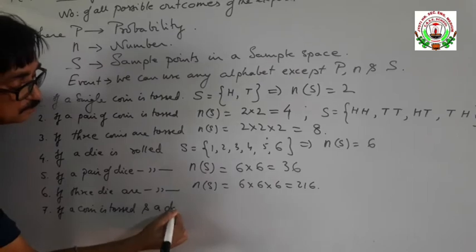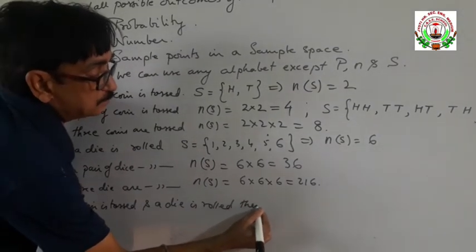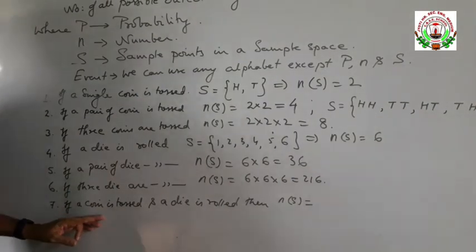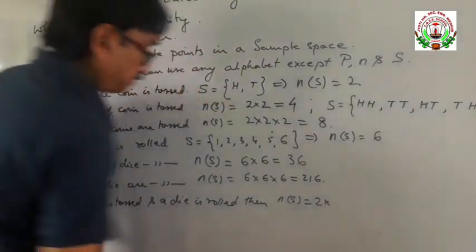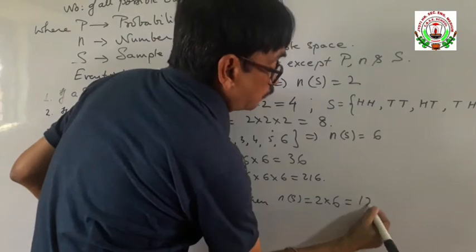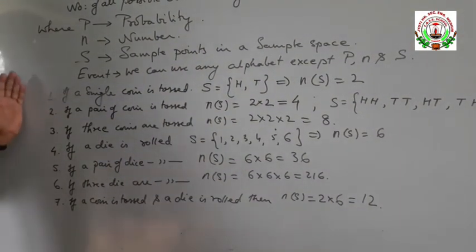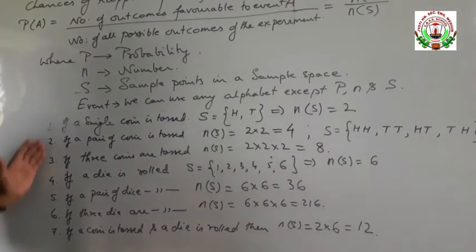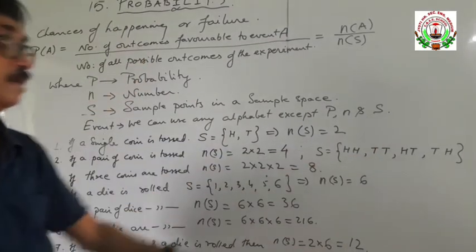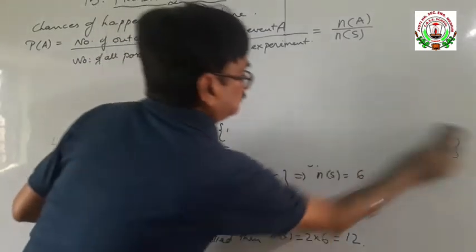And if a coin is tossed and a die is rolled, then the total sample points will be, in case of a coin there are 2 possibilities, and in case of a die there are 6, so 2 into 6, 12 sample points will be there. So be careful about the sample points, the total number of possible outcomes of the experiment. Now we come to the next one.